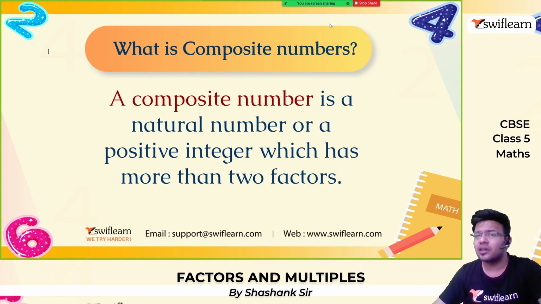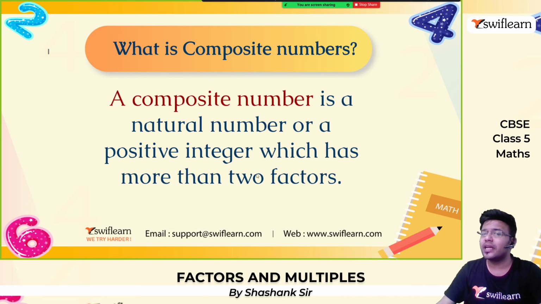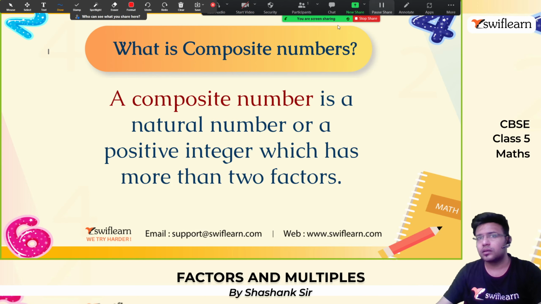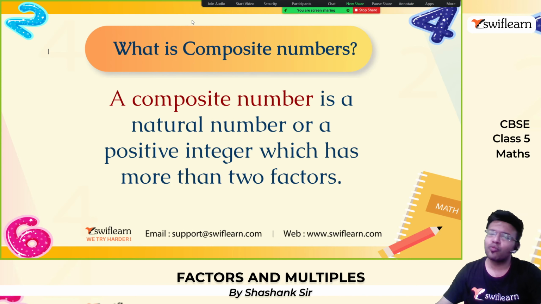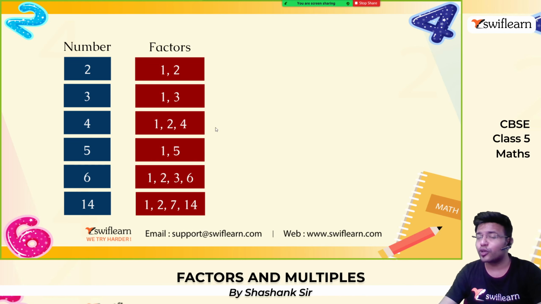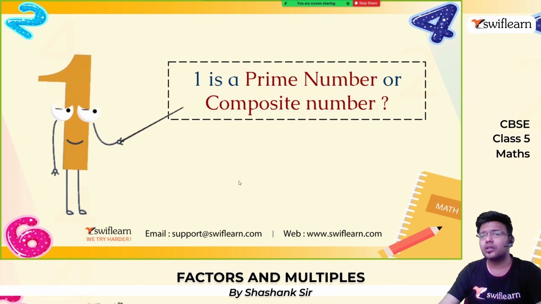So what is a composite number? A composite number is a natural number, or a positive integer, which has more than two factors. For example, we took 4. 4 has more than two factors, it is a composite number. 6 is a composite number. 14 is a composite number. So it should have more than two factors.